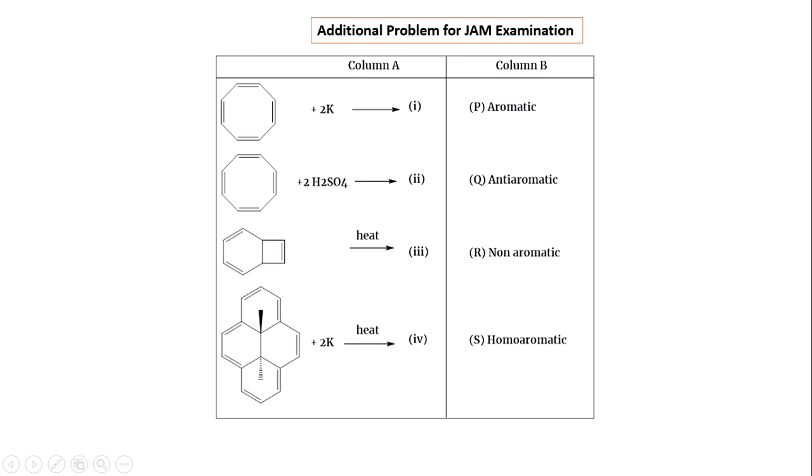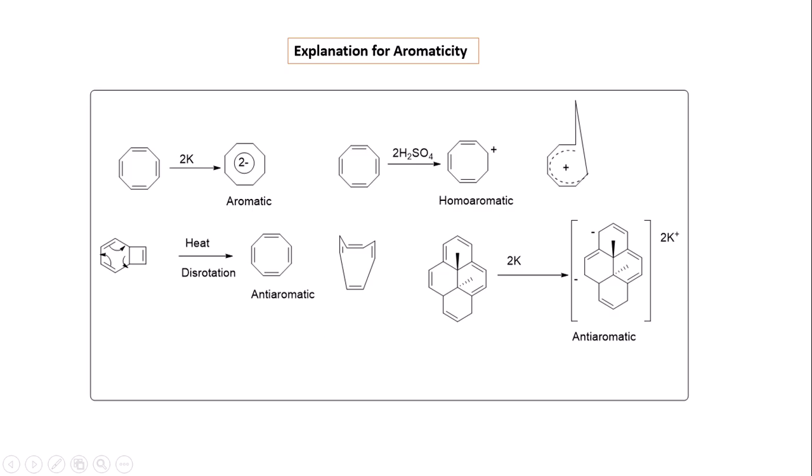This problem is very interesting for matching column A and column B. Different types of chemical reactions are involved. In these reactions, cyclooctatetraene is present mainly in the tub shape. When potassium is added, single electrons are transferred to the tub shape and produce the dianion, and this dianion becomes planar, conjugated, and aromatic in nature.